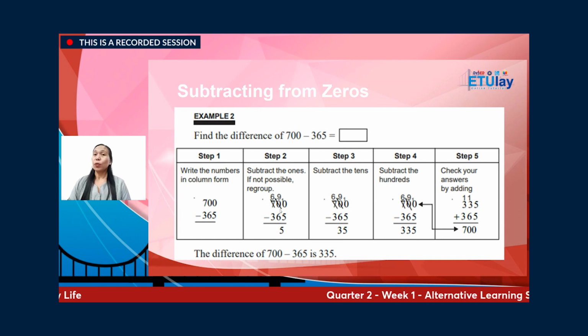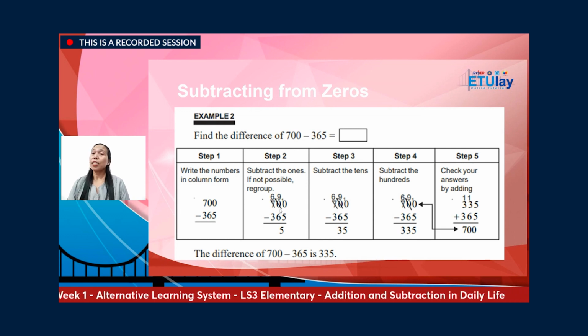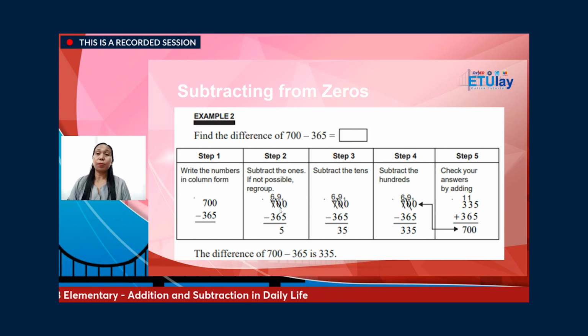Step number 1, write the numbers in column form. 700 minus 365. Subtract the ones place, and 0 minus 5 is not possible. And the tens digit is also 0. We cannot borrow there. We start the regrouping at the hundreds place. The tens place will borrow 1 from the hundreds place. 7 becomes 6. Then the tens place will be equal to 10. Then the ones place will borrow 1 from the tens place, which is 10. Then it will be equal to 9, and our ones place now is equal to 10.